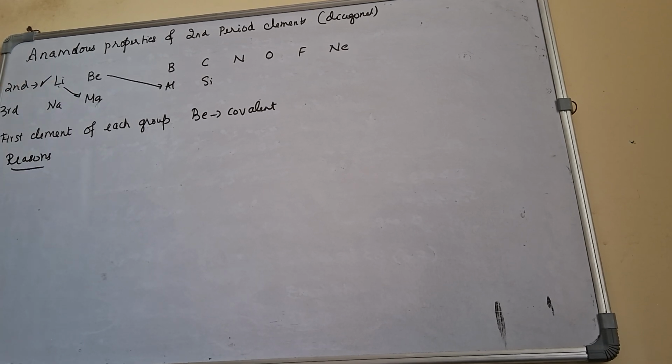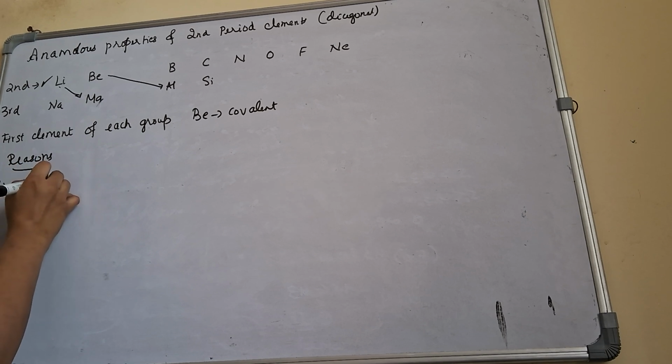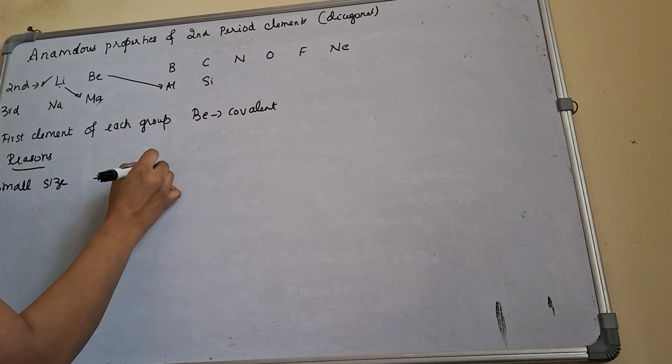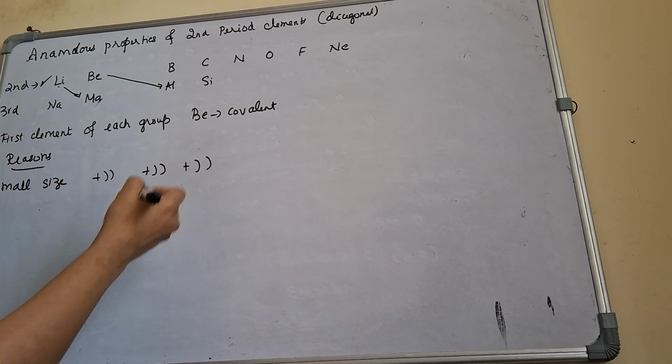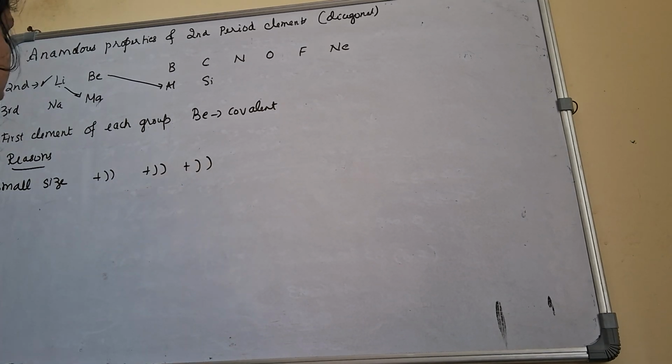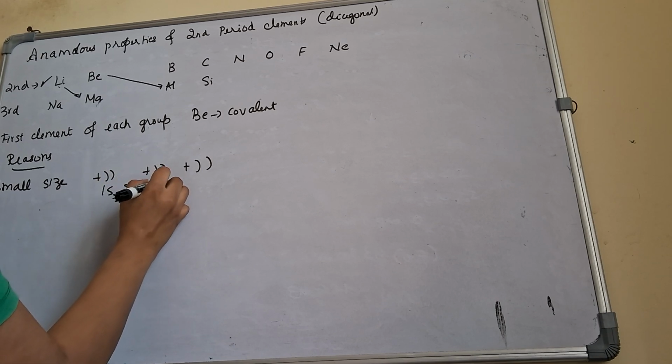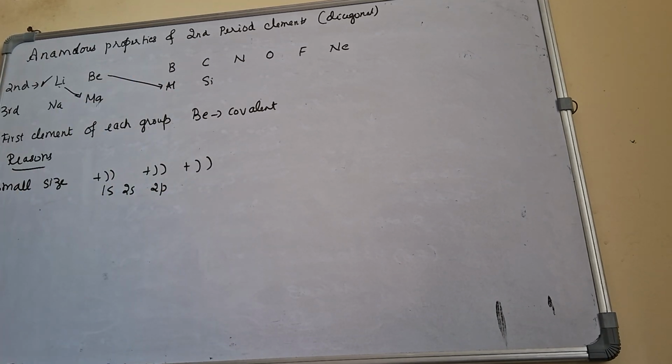Now, let us try to understand the reason. You have to please remember all this. One is the small size. All the second period elements have only two shells. Two orbits. Correct? Two shells. Electrons will be in the 1s, 2s, and 2p. Correct? Only, so a very small size.